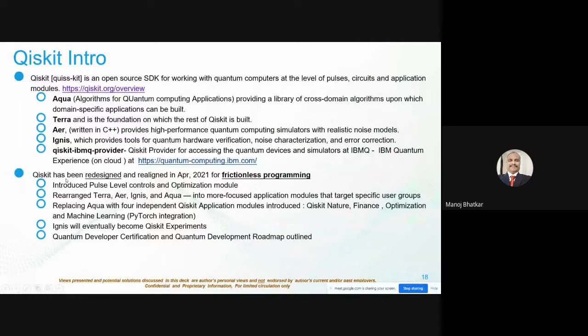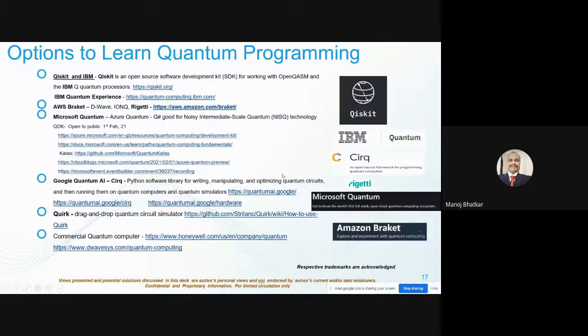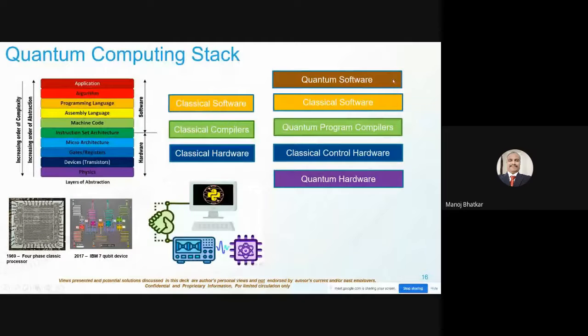Qiskit is again an open source phenomenon, open source technology. So apart from IBM, a lot of community has helped them, and they have redesigned the whole Qiskit as a toolkit under a focus called frictionless programming. As I mentioned in my earlier slide, if you can look at it, this is what we are trying to get into.